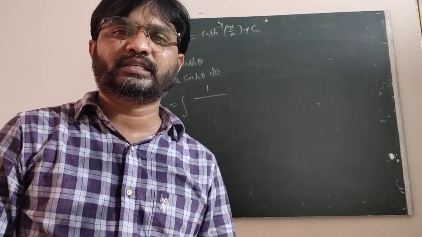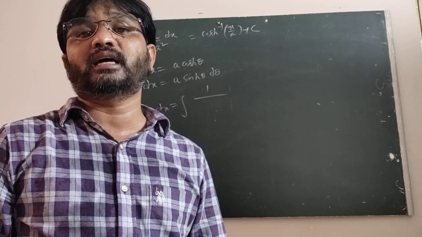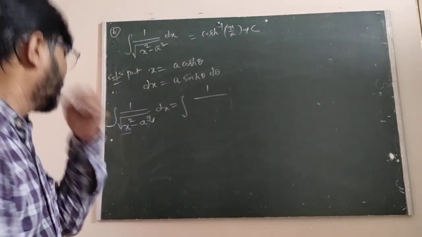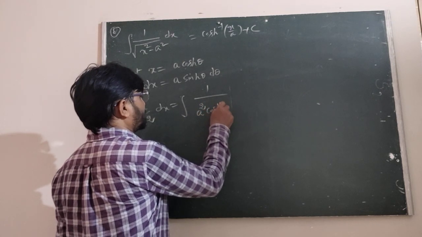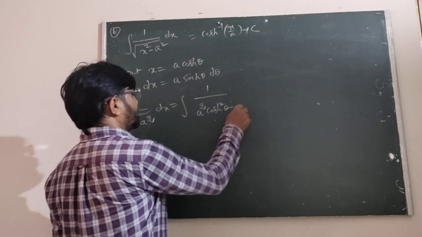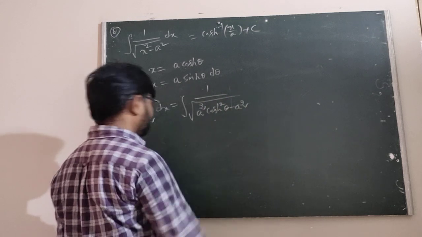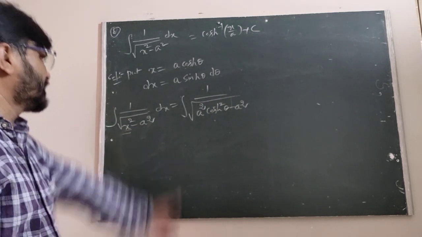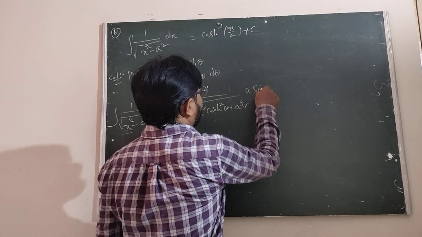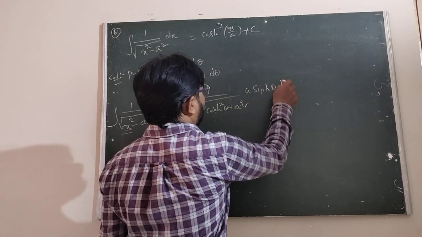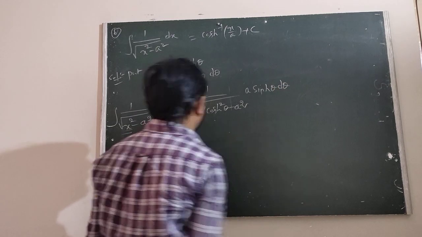X is a cosh theta. That means x square is a square cosh square theta. So x square minus a square under root is a square cosh square theta minus a square under root. Now we take dx, which is a sinh theta d theta.